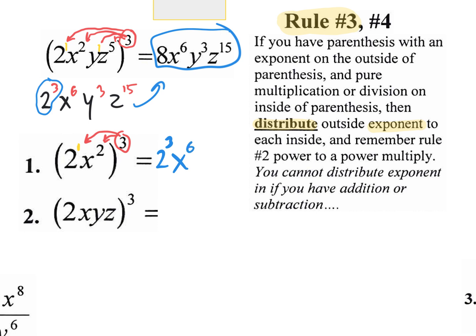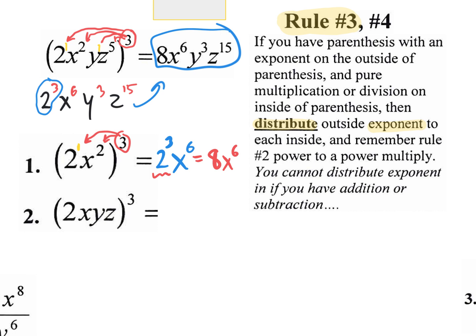Good job. And now, could I do 2 to the third? Yeah, 2 to the third is what? 2 to the third is 2 times 2 times 2, 8. And then the x to the 6 stays, and there's your final answer for that first extra example that we just did. How about that second one?